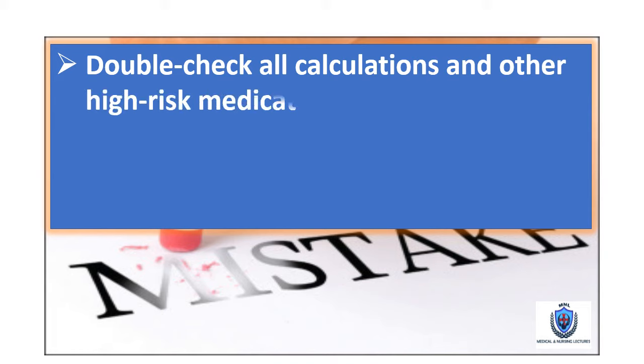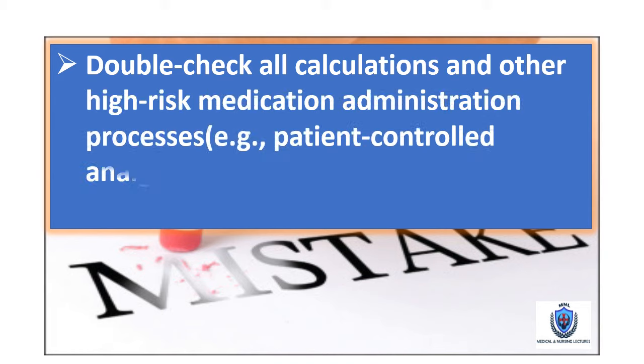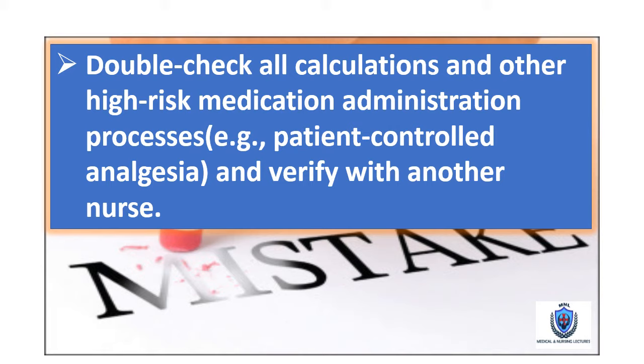Double check all calculations and other high-risk medication administration processes, e.g. patient control analgesia, and verify with another nurse. Some kinds of medication, for example analgesia or inotropics or chronotropics, need a calculation. So when you have done your calculations, verify that calculation with another senior staff nurse, to ensure correct medication dosages and also to prevent any kind of error, because of your minute error you can take the life of your patient.